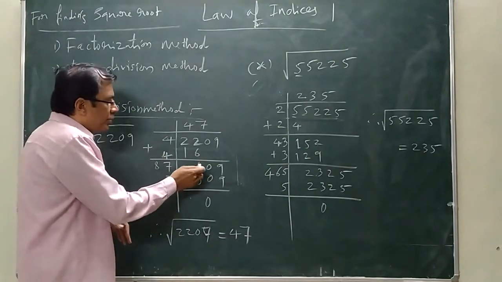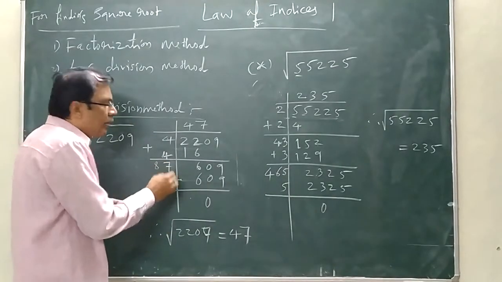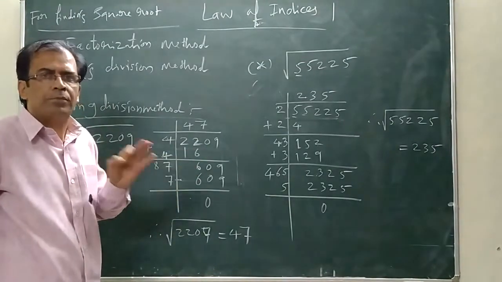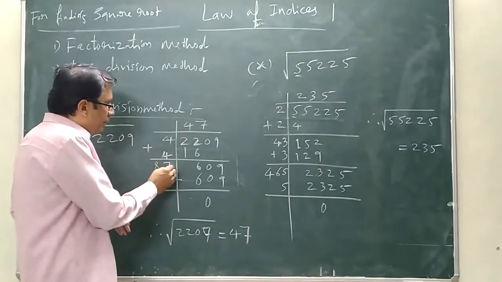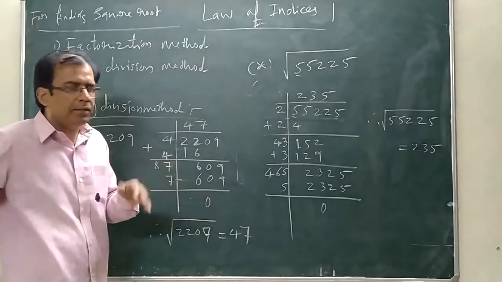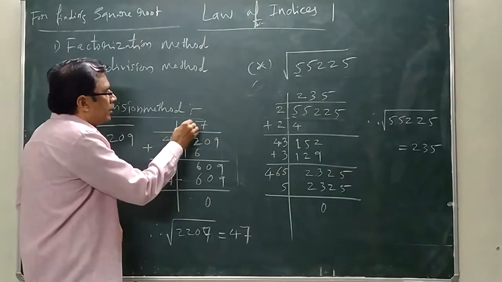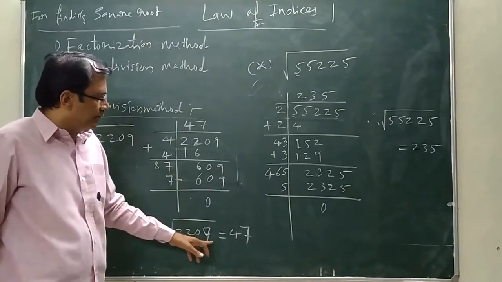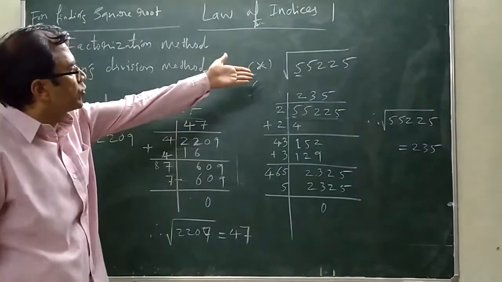And next, what do you have to do? 609 will be divided. How? Again you are taking 7 into 7. You know this step is a very important principle: you have to take the same number twice. It will become 87, and 7 will be multiplied to the 87. You are getting 609. After subtracting you are getting 0. So the square root of 2209 is equal to how much? 47.